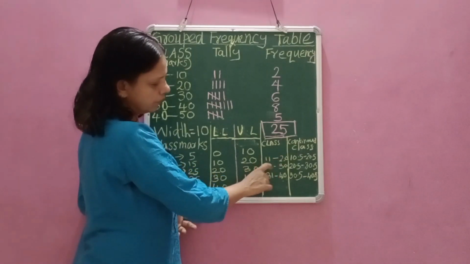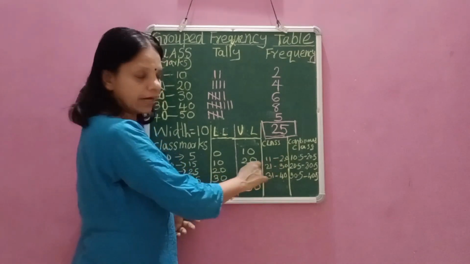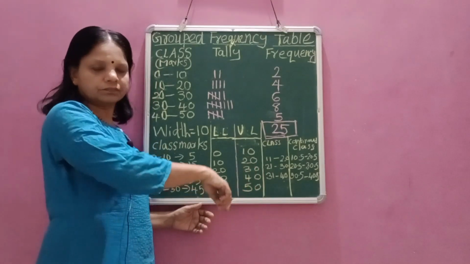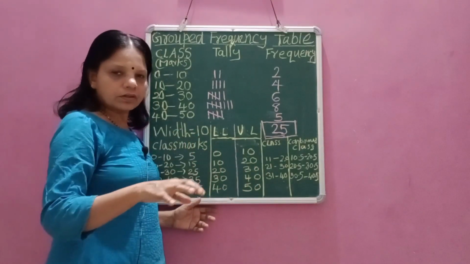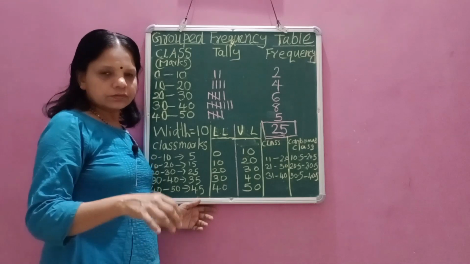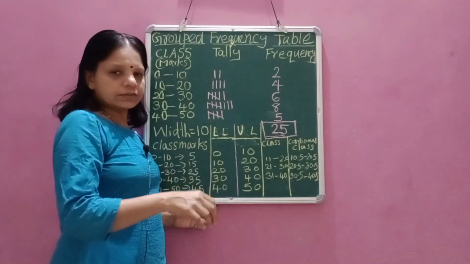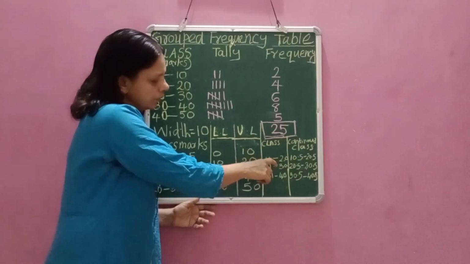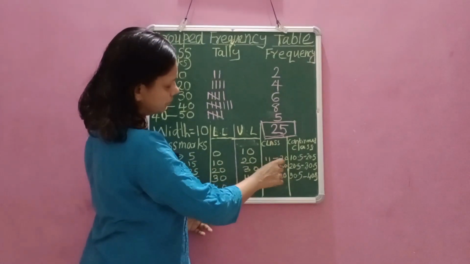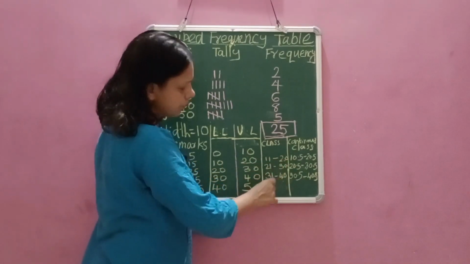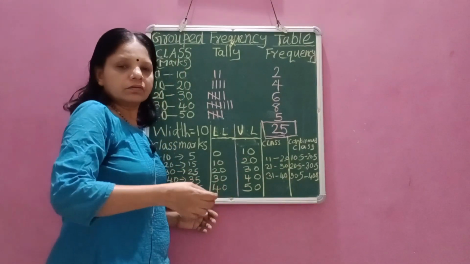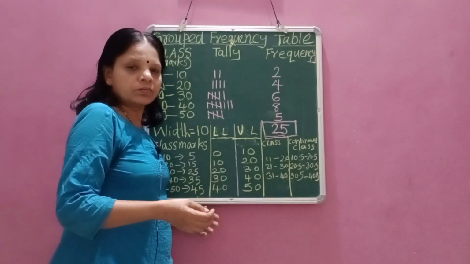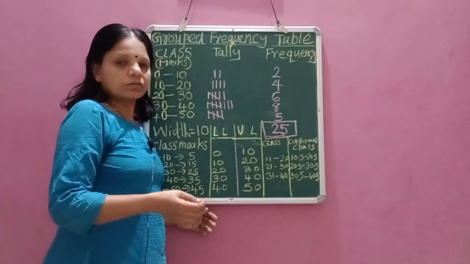20, here 21, here 30, here 31. There is a gap. They are not equal. So they are not continuous classes. In such cases, if there is a mark of 20.5, in which class will we include it? That is the question.